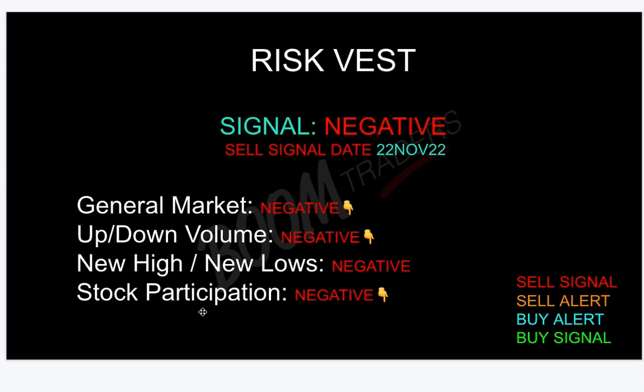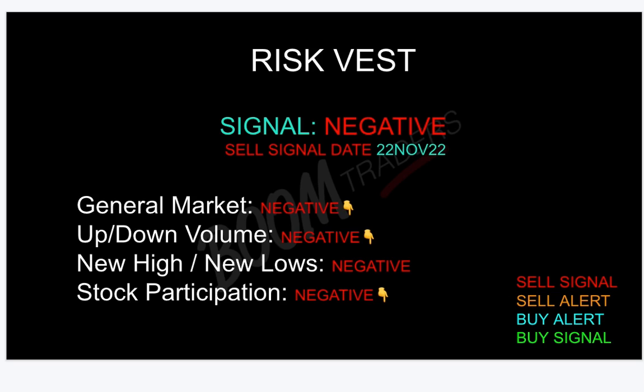Now if we start off with the risk vest, basically, we're still on a firm negative signal, and the sell signal date has been since 22nd of November. We've actually seen deterioration in the general market, in the up-down volume, and in the stock participation. All components are currently negative, and the bear market has really been developing in some sort of stealth mode since the highs of 2022. We're going to show you what we've seen and why we got bearish at that date.